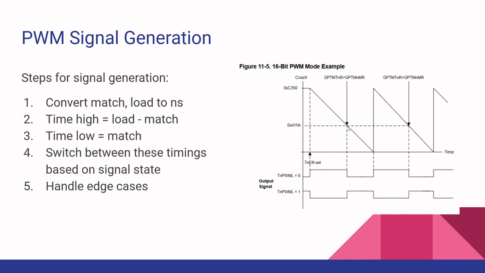And so it'll time out. Once it times out, we know we need to toggle this to 0. And then we set up the next timer, which is just the match register time. And that'll tell us when to switch back to load minus match. So it just toggles between these 2 different timings over and over again based on the signal state. And then we also need to handle a few edge cases.